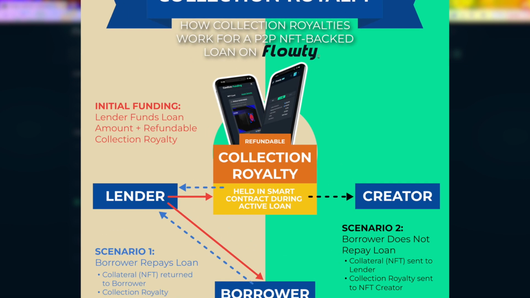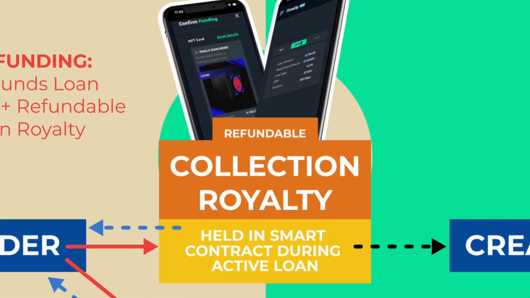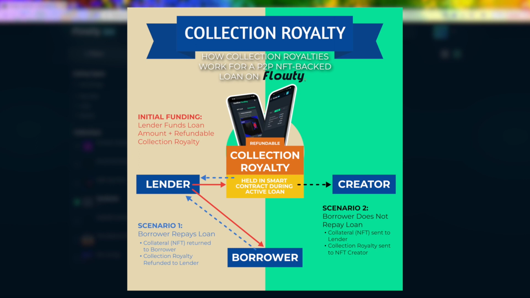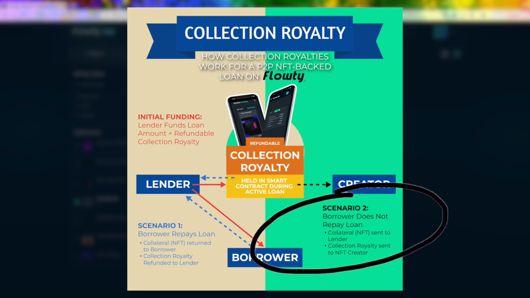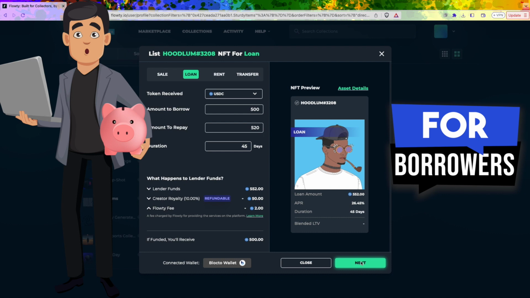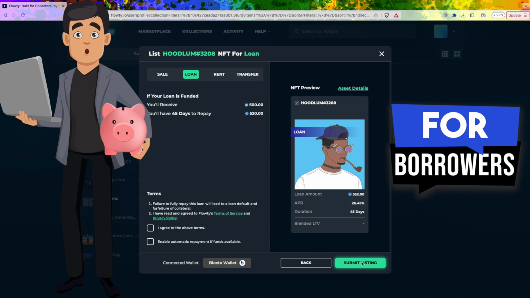In addition to the Flowty fee, a refundable creator royalty is held in a smart contract for the duration of the loan. At the end of the loan, there are two possible outcomes. If the borrower has repaid the loan, the royalty is returned to the lender. If the borrower has not repaid the loan, the royalty is sent to the creator. Before you can finalize your listing, you must agree that failure to repay the loan will result in the collateral, your NFT, being transferred to the lender.